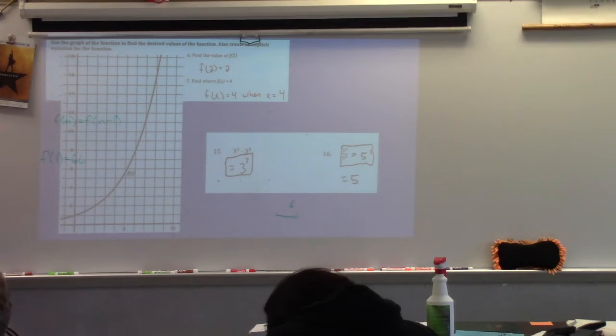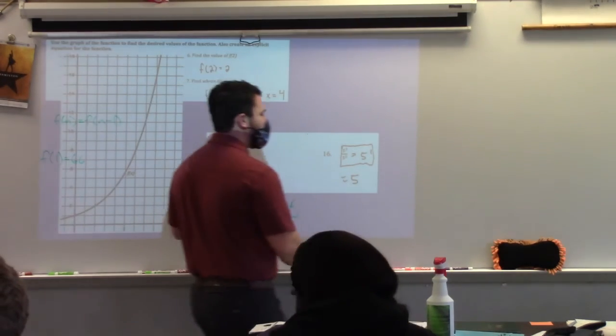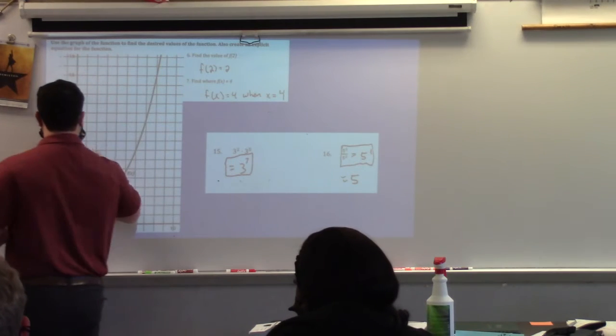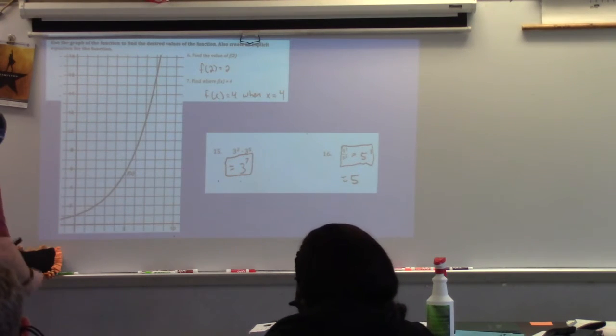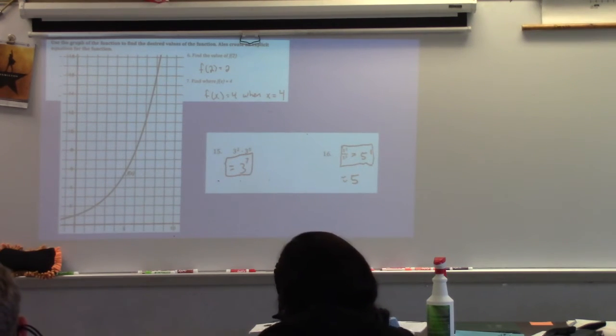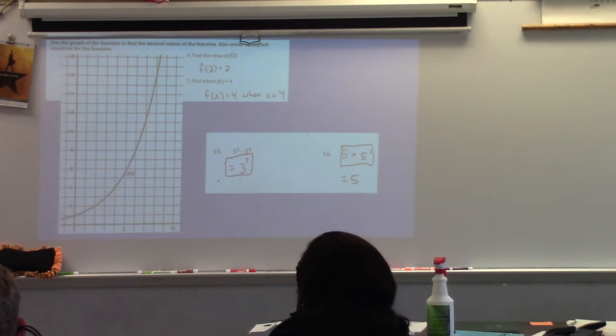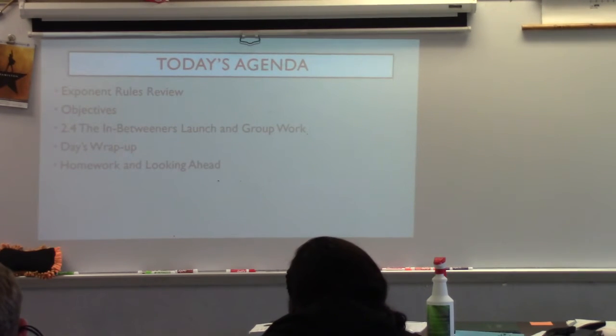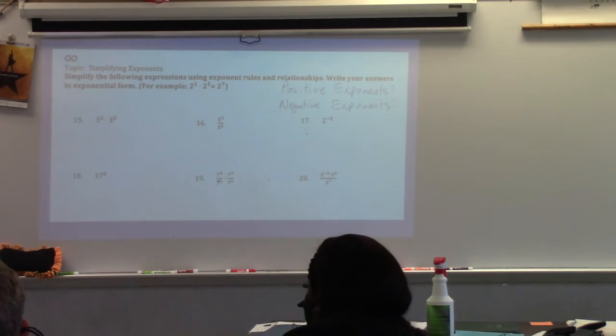Any questions about these before we move on? Going once, going twice, sold. All right, so here's the agenda. We're going to do a couple more exponent rules review, and then we're going to look at our objectives before we get back to 2.4, the in-betweeners.